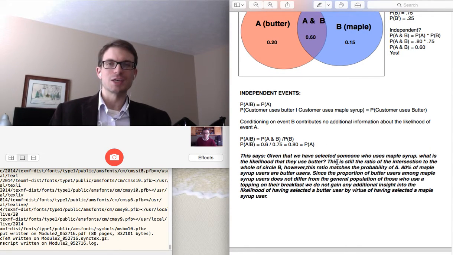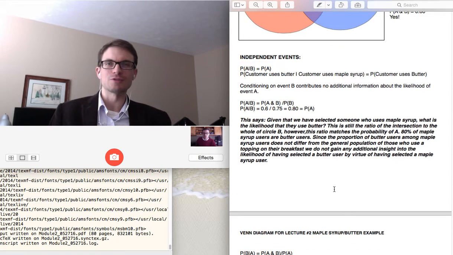What this is saying is, given we've selected someone who uses maple syrup, what's the likelihood they use butter? Well, this is still actually the ratio of the intersection to the whole circle B. However, this ratio matches the probability of A. So what's going on here? It's saying 80% of maple syrup users are butter users. And since the proportion of butter users among maple syrup users does not differ from the general population of those who use a topping on their breakfast, we don't gain any additional insight into the likelihood of having selected a butter user by virtue of having selected a maple syrup user. So that's what it means for the events to be independent.